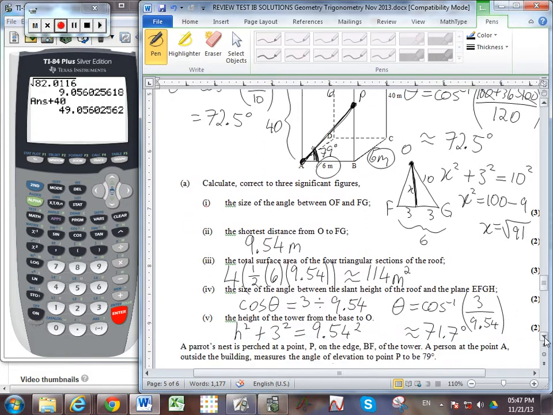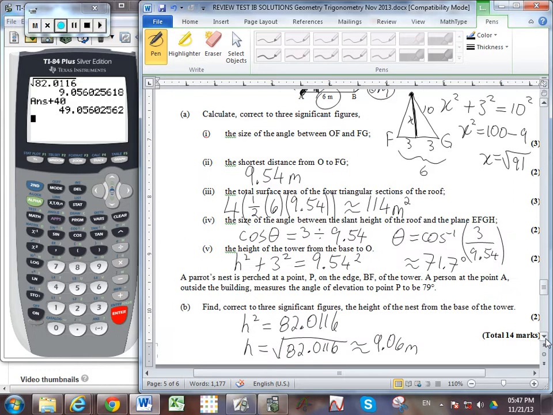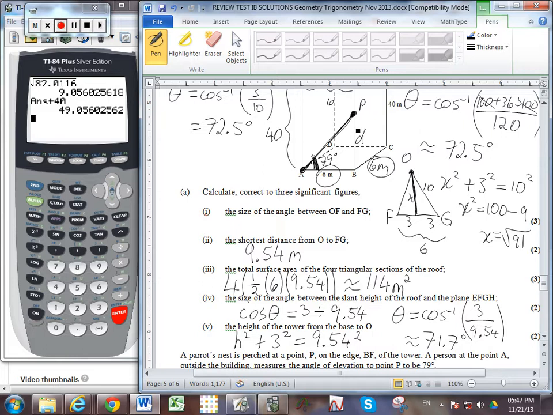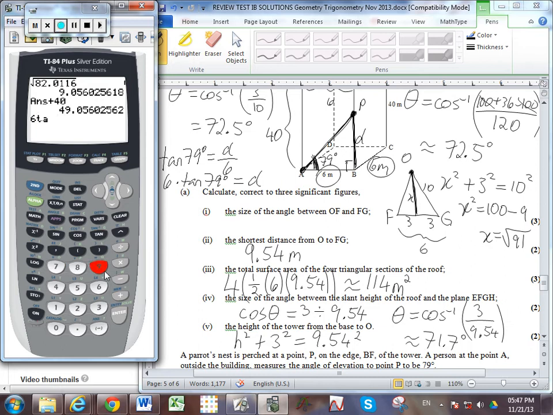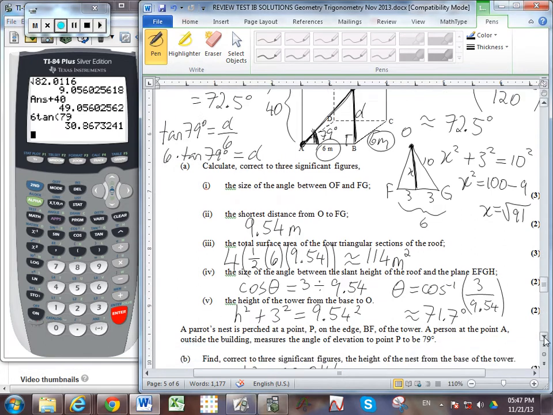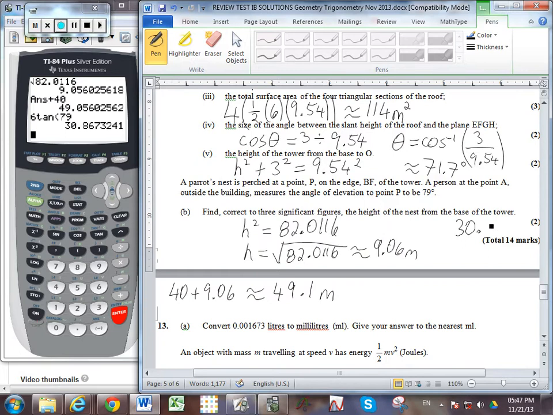And so then it asks for what is the height of the nest from the base of the tower. And so really they're looking for that distance right here. I'm going to call it D. So this is clearly a right triangle, isn't it? And so I've got the adjacent, I want the opposite, and I've got the angle, so let's relate these with a tangent ratio. So the tangent of 79 degrees equals D over 6. If I rearrange, 6 times the tangent of 79 degrees will equal the distance, the height of the parrot's nest. 6 times the tangent of 79 gives me, alright, the parrot's nest then is at 30.9 meters above ground. Okay, so there's your answer, 30.9 meters from the base of the tower.